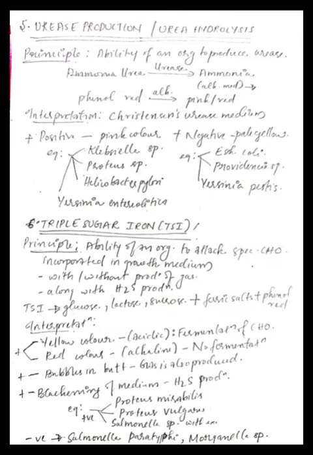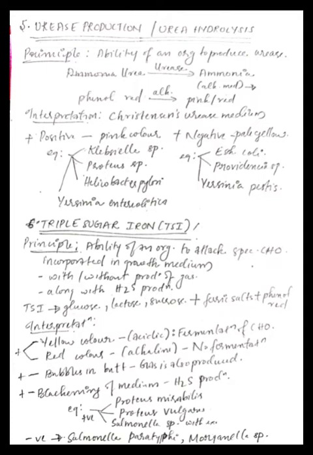The next test is the triple sugar iron test. From this test we can get three conclusions. First, the ability of an organism to attack a specific carbohydrate in the growth medium and form acid. Second, the formation of acid can be with or without production of gas. Third, hydrogen sulfide, H2S, is also produced.